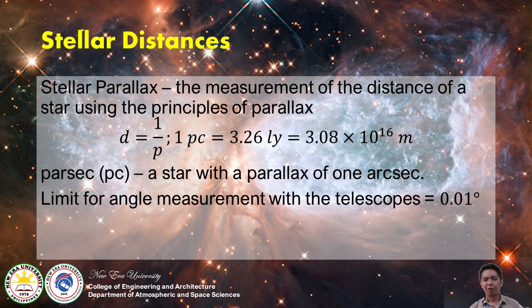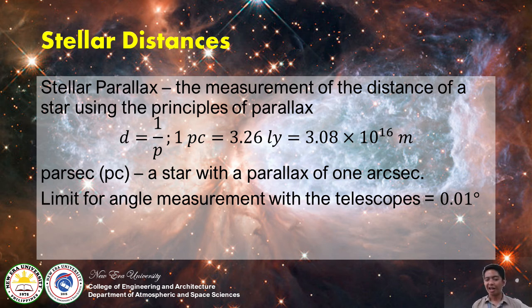Imagine that, astronomical distances. Now, there's a problem: there is a limit for angle measurement with telescopes, which is 0.01 degrees. Why is there a limit? Because it is only applicable to nearby stars. As you go farther, you can no longer notice the changes in angle, or there is almost no change in the parallax angle. So what is the length scale? We can determine the distances of stars only if they are within 1 to 100 parsecs. If the star is within that distance, or from 4 light years to 326 light years, we can use parallax to determine its distance from the sun.